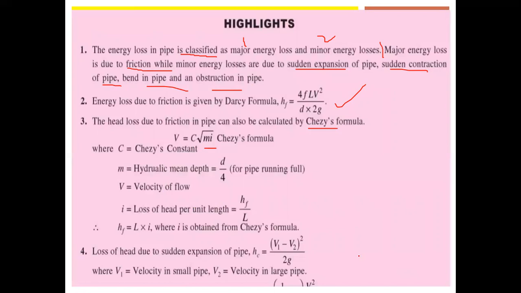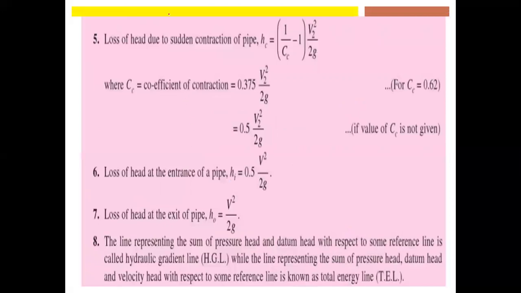Next, loss of head in sudden expansion. For expansion, this is the formula; you must remember these formulas. These are V1, V2, and so on. Then for sudden contraction, the formula is hc. Okay? Next, if Cc is the coefficient of contraction, what is the formula? This one. The loss of head at the entrance of the pipe, hi, is equal to this one. Next, loss of head at the exit of the pipe, ho, is equal to V square by 2g.